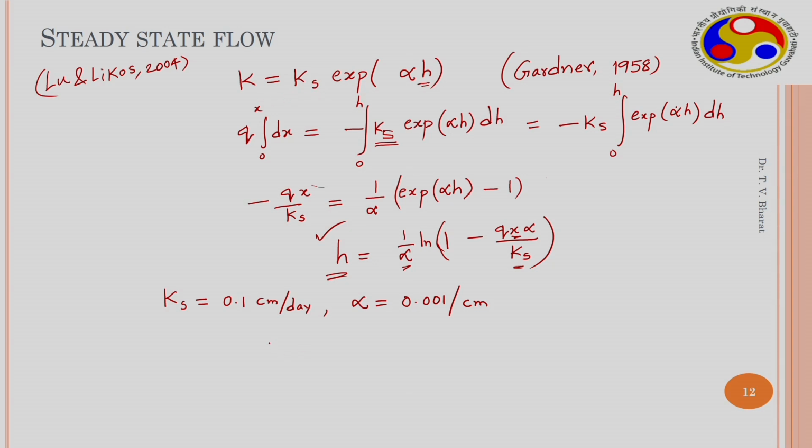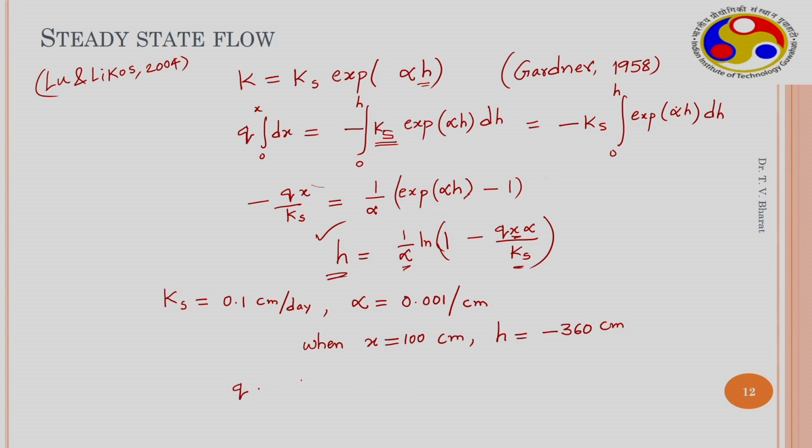Then if you substitute this in this expression, with the same boundary conditions, that at x equal to 100 centimeter you have a head value of minus 360, then you can obtain q. So when x is equal to 100 centimeter, the h is equal to minus 360 centimeter. So if I substitute h, I can write for q from this expression.